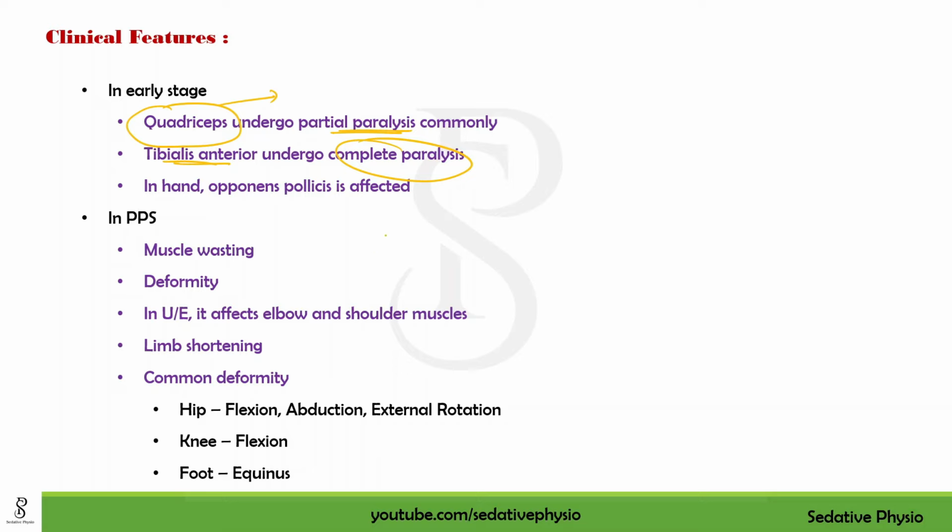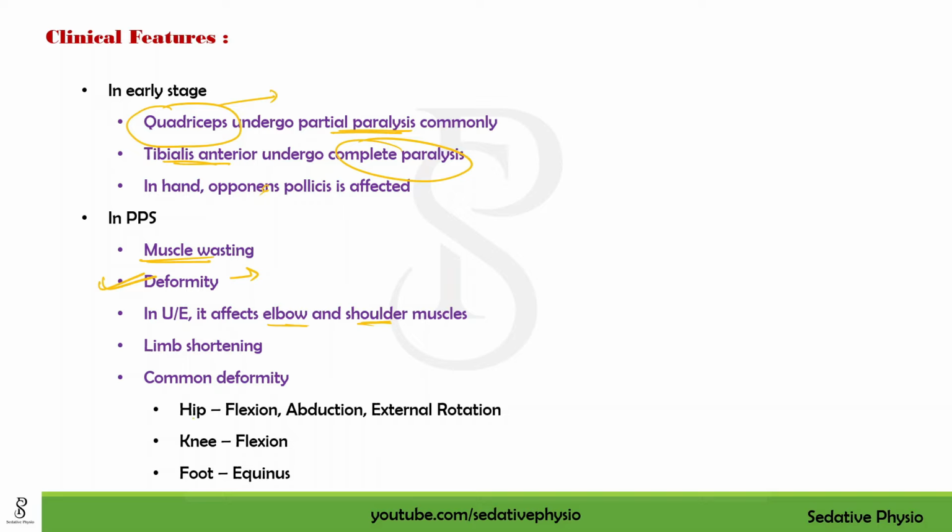Now in the post-polio syndrome, muscle wasting is seen. There will be deformity. Deformities can be seen in the hip joint, the knee joint, and the ankle joint. In the ankle joint, it is most commonly seen, like the equinus deformity in polio patients. Okay, so deformities can be seen, and if there is deformity, contracture can also be seen in patients of polio. In the upper extremity, it generally affects the elbow and shoulder muscles. There will be weakness in the muscles of the elbow and shoulder, or contracture can also develop. Limb length discrepancy or limb shortening can also be seen in patients with polio.